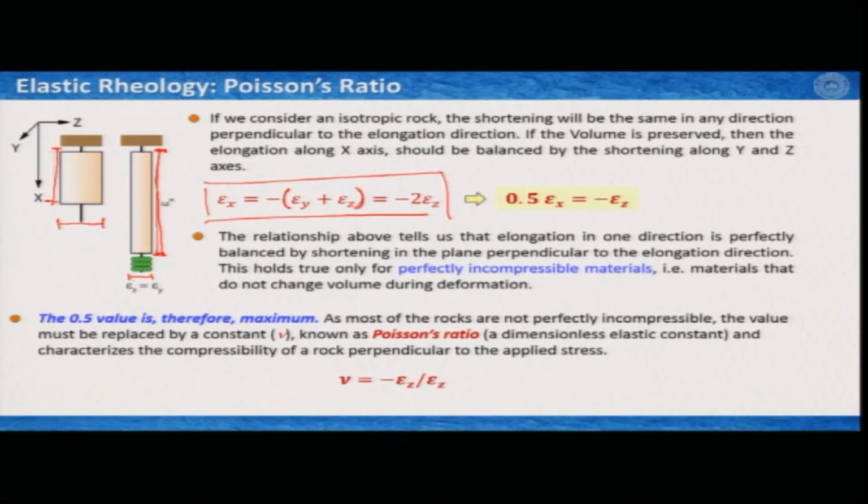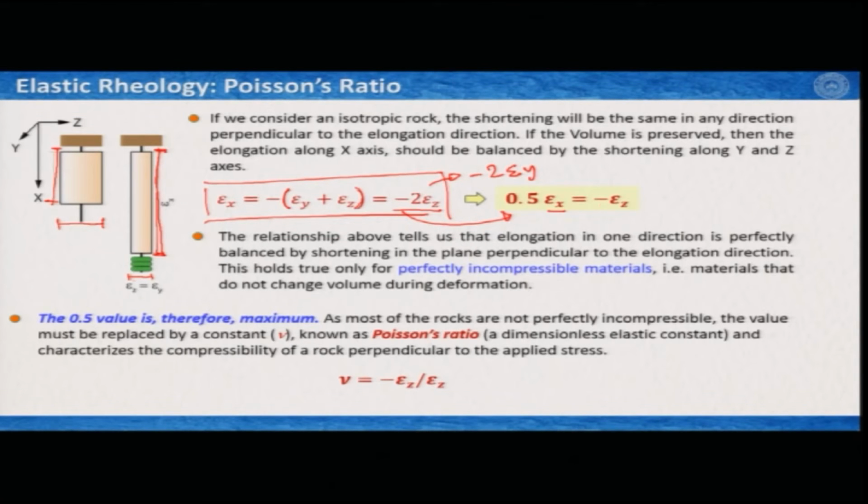Now, these are happening in different directions. So, therefore, I have a negative sign. Now, epsilon y and epsilon z, because this is an isotropic material, they are equal. So, I can write them as minus 2 epsilon z, or I can also write it as minus 2 epsilon y. Whatever be the case, epsilon z or epsilon y, we can now further summarize this equation as epsilon x multiplied by 0.5, because these two can come to this side, equal to minus epsilon z.